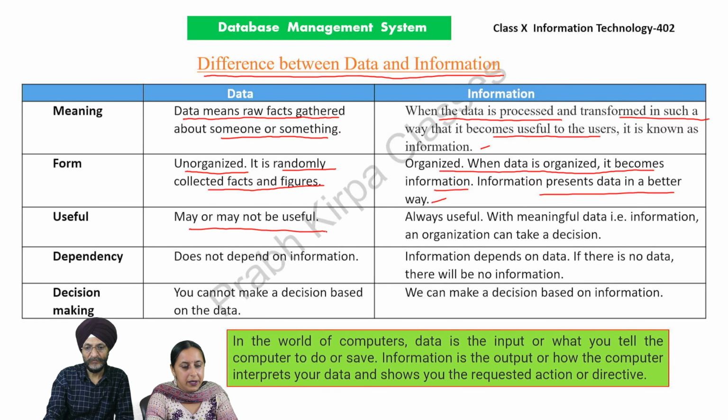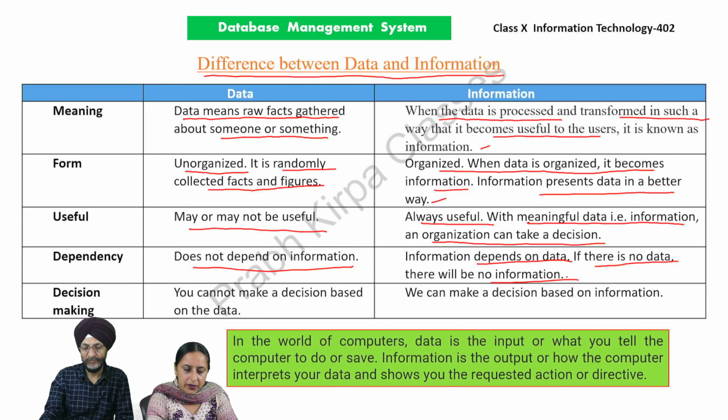Data may or may not be useful. Information is always useful. With meaningful data, that is information, an organization can take a decision. Data is not dependent on information. Information depends on data. If there is no data, there will be no information. You cannot make a decision based on the data. On the other hand, we can make a decision based on information.